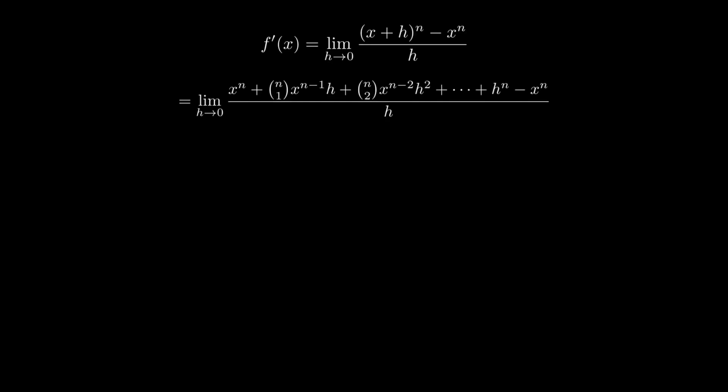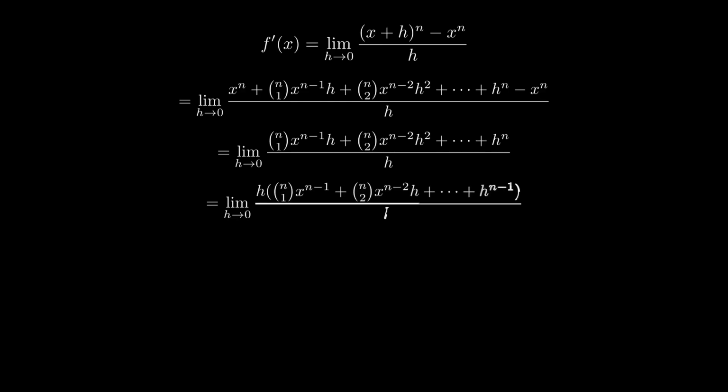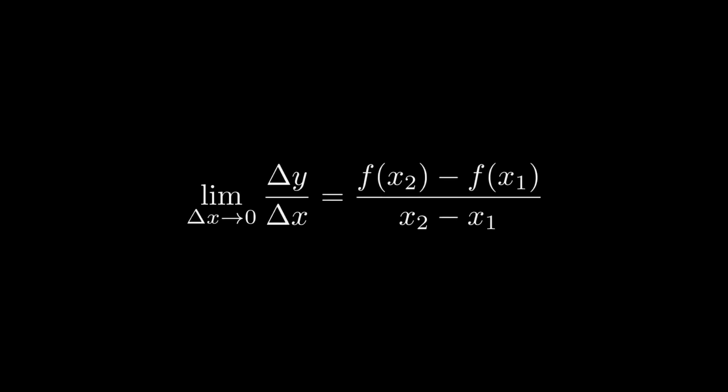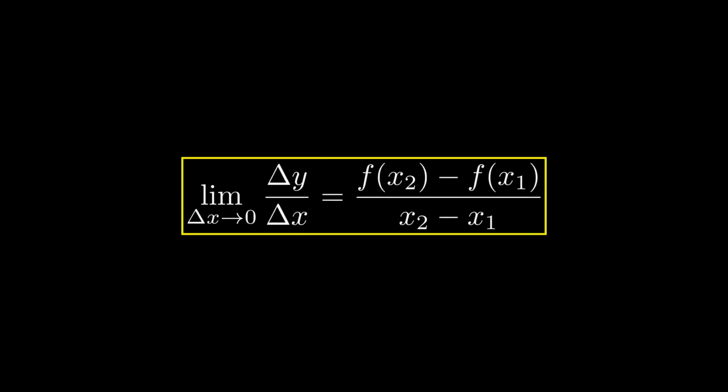We can also use the binomial expansion to find the formula for finding the derivative of f of x equal to x raised to n. We see that the derivative, or f prime of x, is equal to n times x raised to n minus 1. The first derivative is also the instantaneous rate of change at that point. This is also equal to the slope and can be written as.